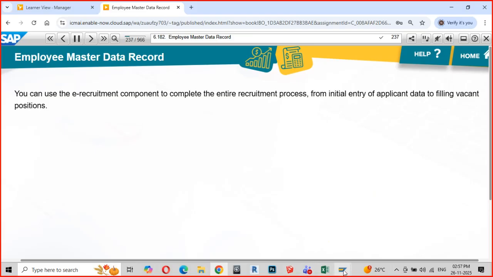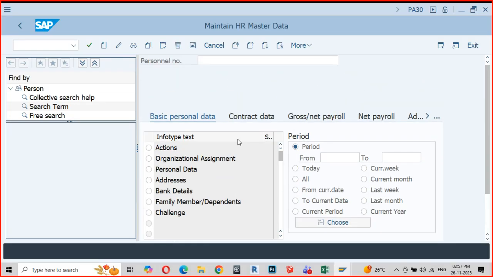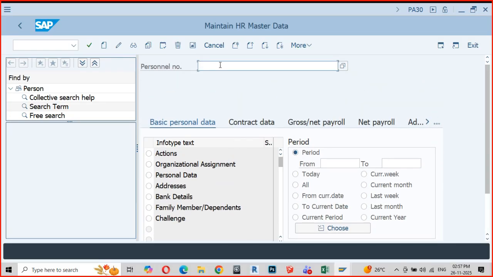So employee master record. When you save the data here in the screen, you first give the personal number. All right. So you create a number. You can have the actions, you can have the personal data. Entry is too long for the field. Okay.